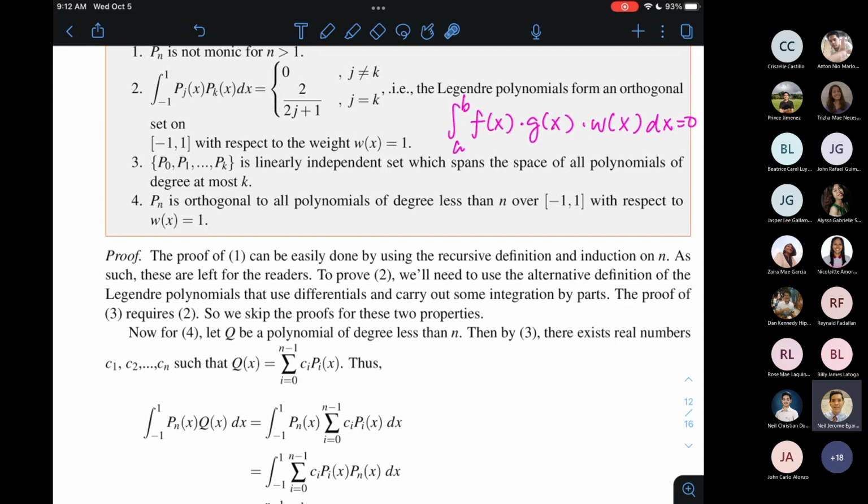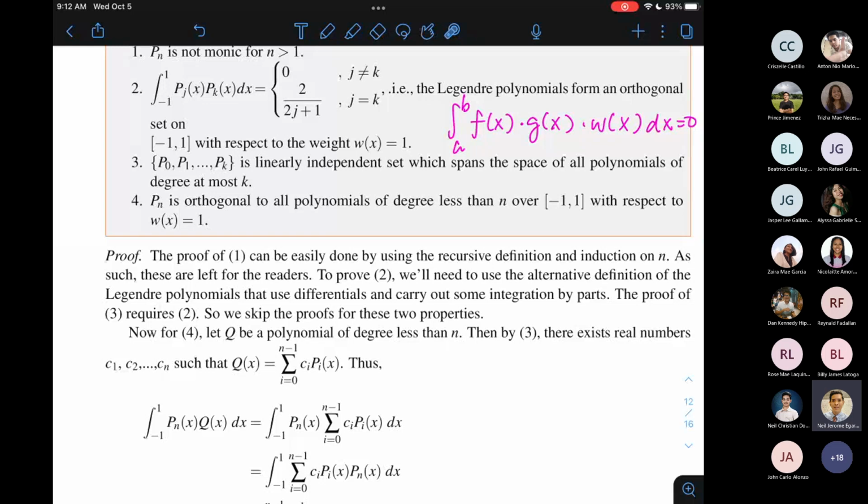space of all polynomials of degree at most K. Ano muna yung ibig sabihin ng linearly independent? Pag kinuha mo yung summation ng C sub I times P sub I, in-equate mo kay 0, wala na siyang ibang solution kundi yung trivial solution na lahat ng C sub I ay equal kay 0. Tapos ang kagandahan nito, ini-span niya yung set of all polynomials of degree at most K. Ibig sabihin, kahit anong polynomial yan of degree at most K, kaya ko siyang isulat in terms of the Legendre polynomials of degree K or less.